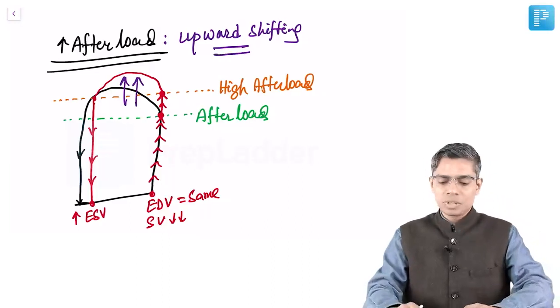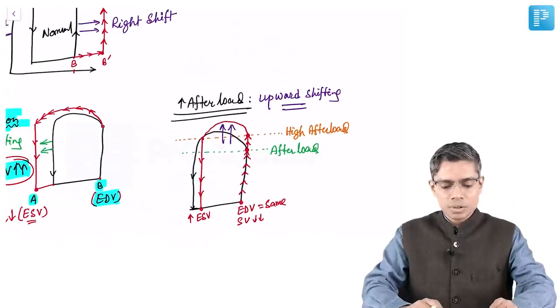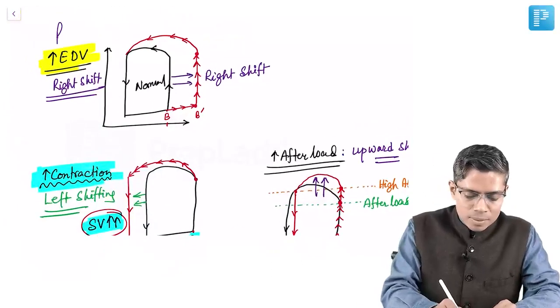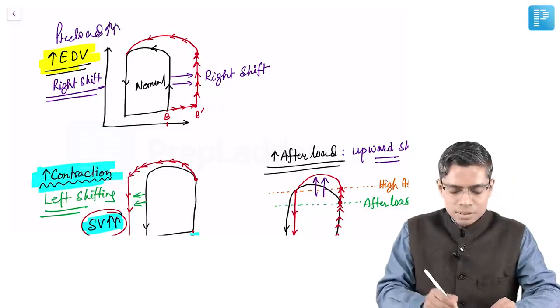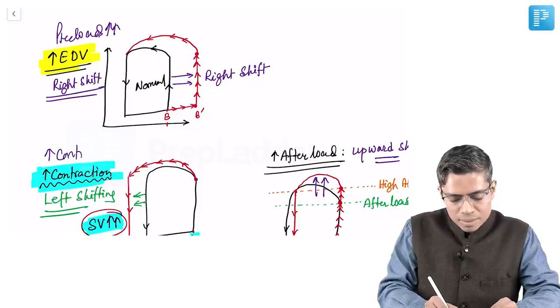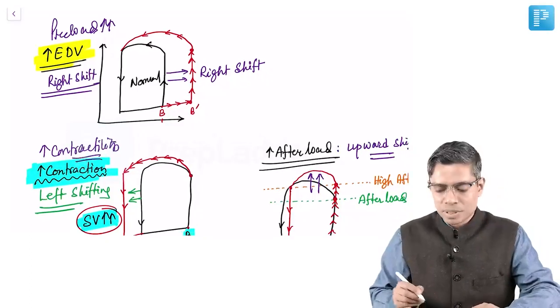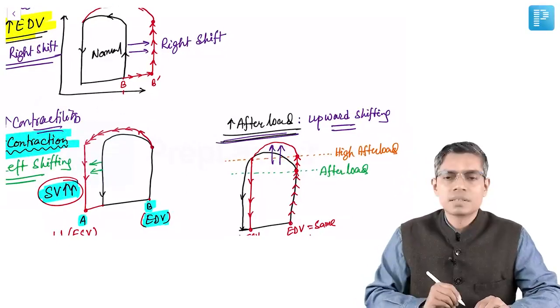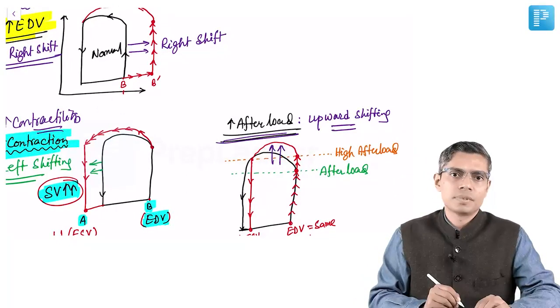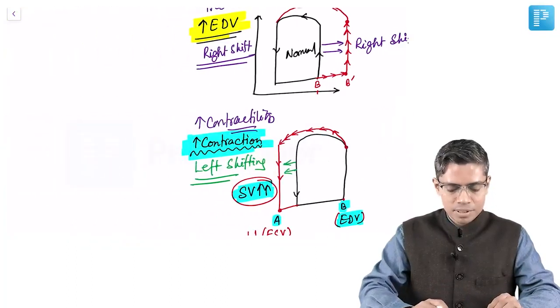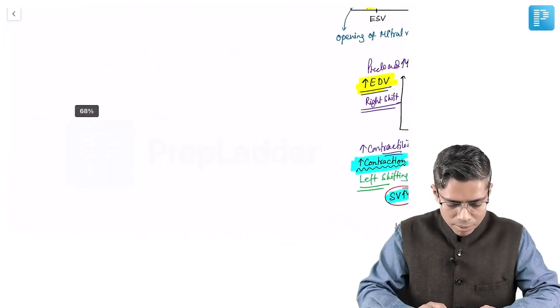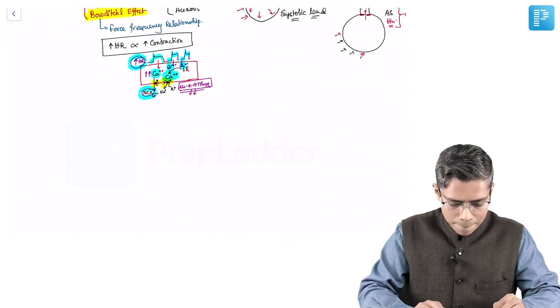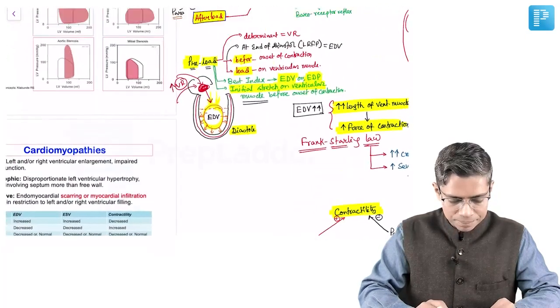Getting my point? So three bottom lines I have to remember to discuss the abnormality. Increased preload means the rightward shifting of the curve. Increased contractility means leftward shifting of the curve. Increased afterload means upward shifting of this curve. With this concept, if I go back to our discussion here, okay, right here.